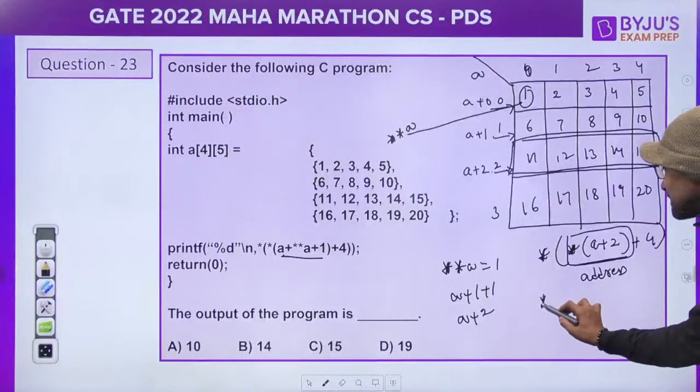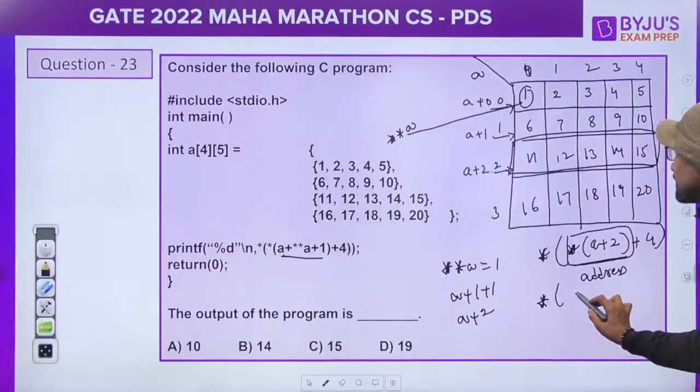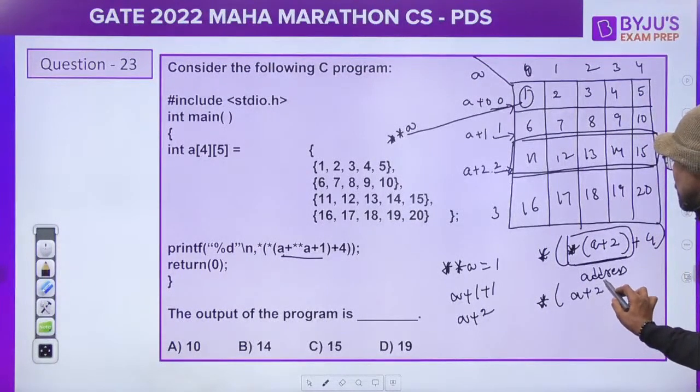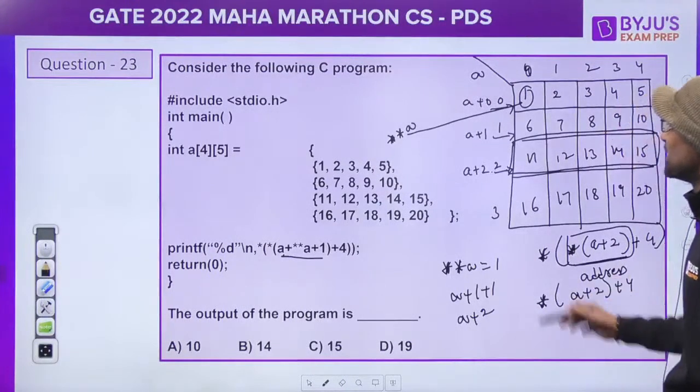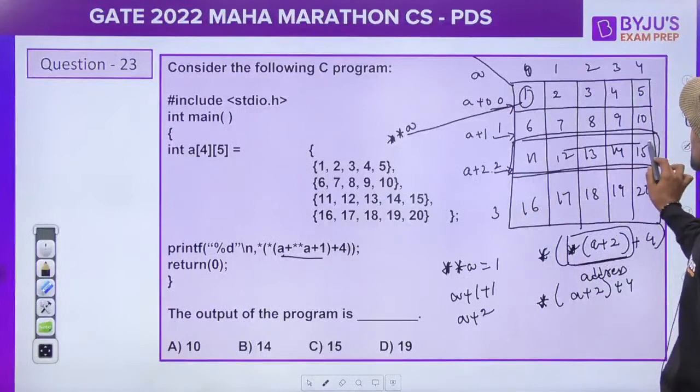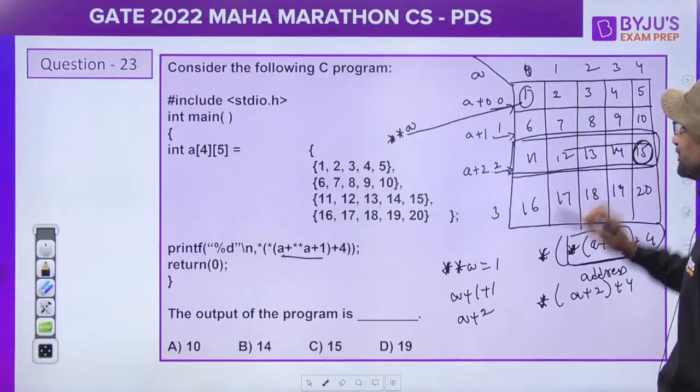So star of a plus 2 plus 4. What does this mean? In this, the fourth element.